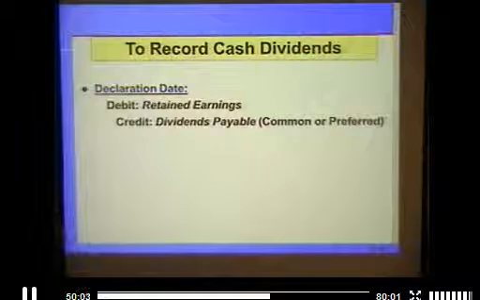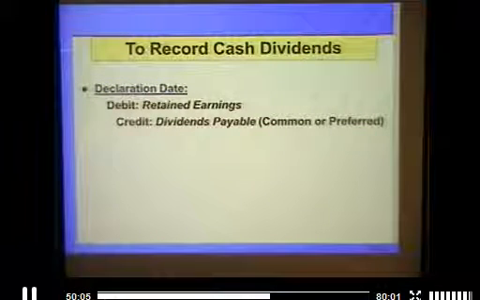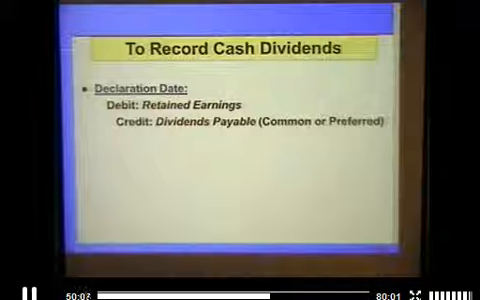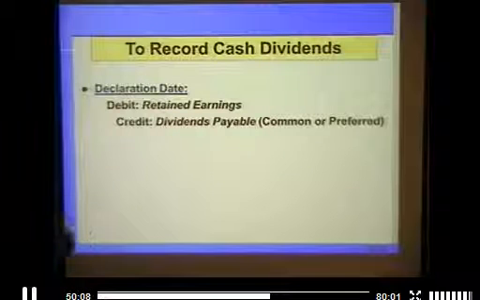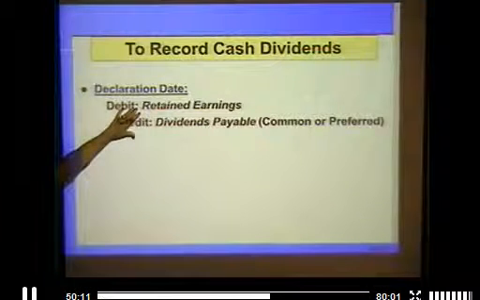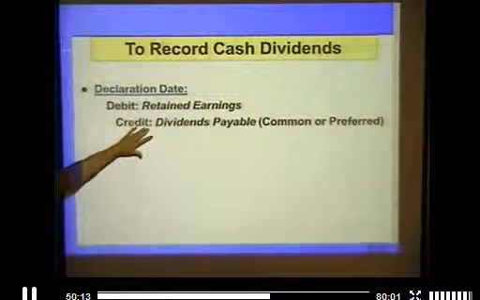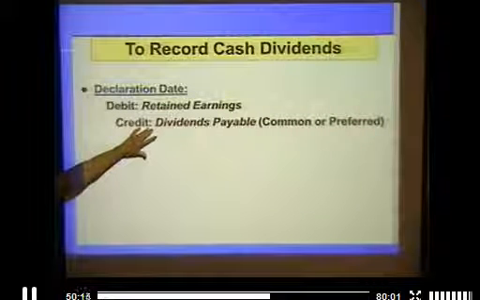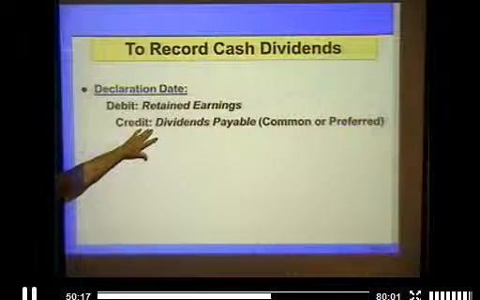When we declare we're going to do a dividend, down there in our retained earnings section, we're going to take it out of retained earnings, and we're going to put it in a common or preferred account called dividends payable.